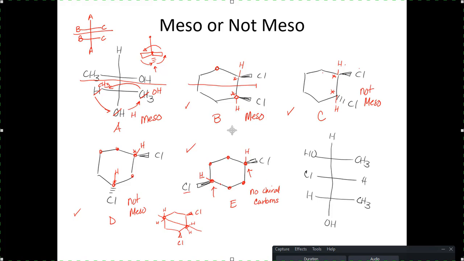Now the other test of this is, yes, there's a mirror plane here, but there's also a mirror plane this way. And the mirror plane this way does what? Cuts through these 2 carbons. Are they chiral? Once a mirror plane cuts through carbons, they're not chiral anymore. So E is not chiral, not because it doesn't have a mirror plane, but because it doesn't have any chiral centers.